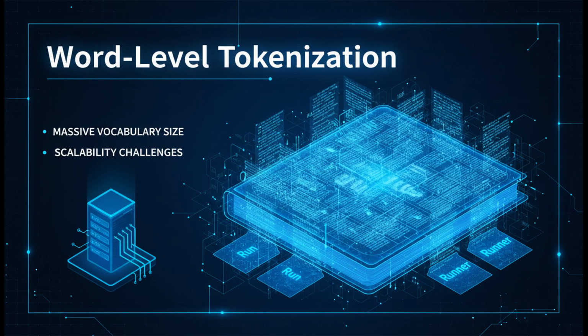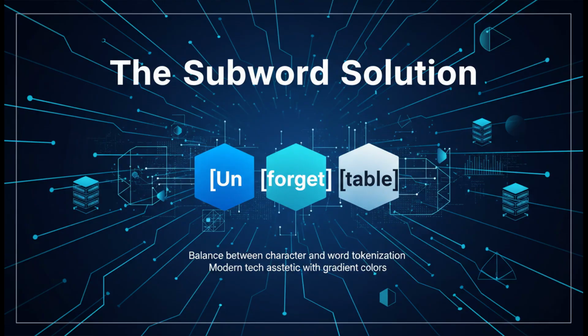Here, every unique word is its own token. While this is easy for humans to understand, the vocabulary becomes massive. Millions of words. If the model sees a new word like unrunnable that isn't in its dictionary, it completely fails to understand it. Most modern LLMs use Subword Tokenization.